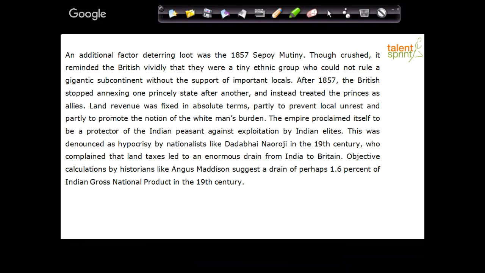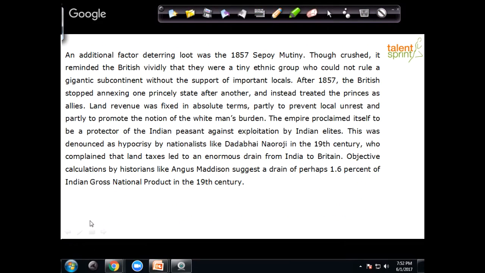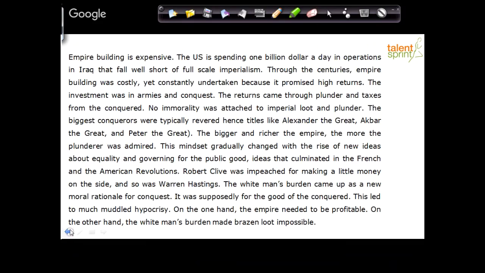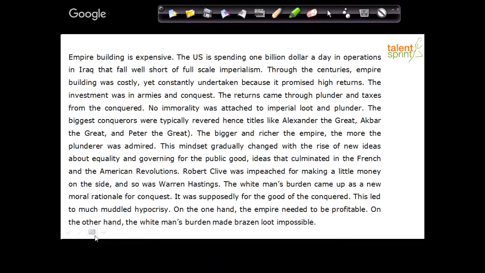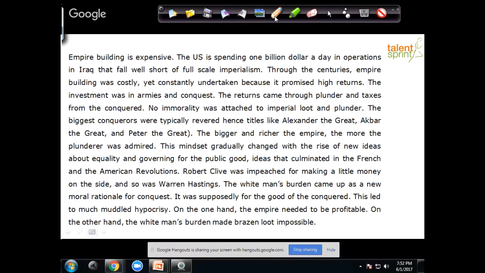Preeti says increasing cost was in the context. Okay, let's go to the second and third paragraph. I'm just going to spend time reading a little bit more. Yes, it says here, through the centuries, empire building was costly but constant because it promised high returns. Investment was harming returns.